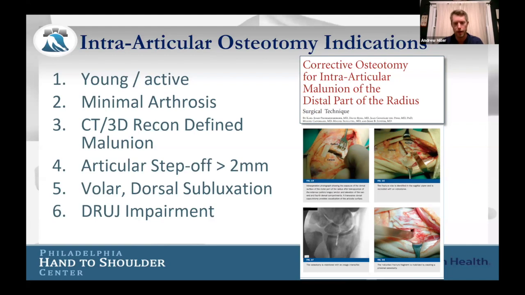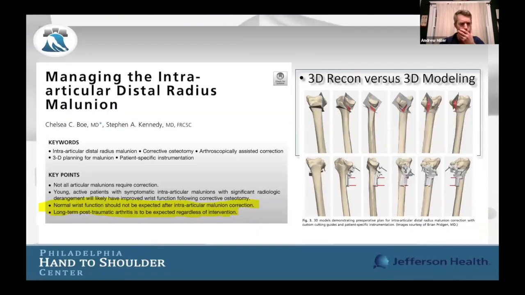Jupiter brought up, that's also a relative indication. If you have volar and dorsal subluxation of your carpus, or if you have DRUJ impairment because of your articular incongruity, those are also, in my mind, relative indications.